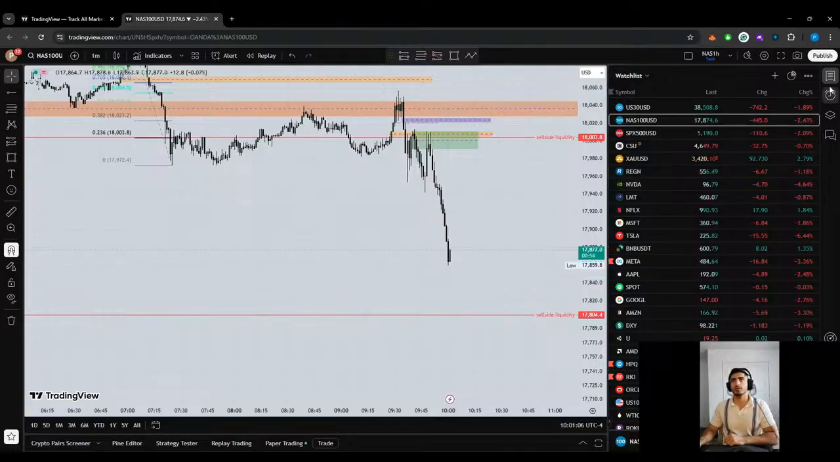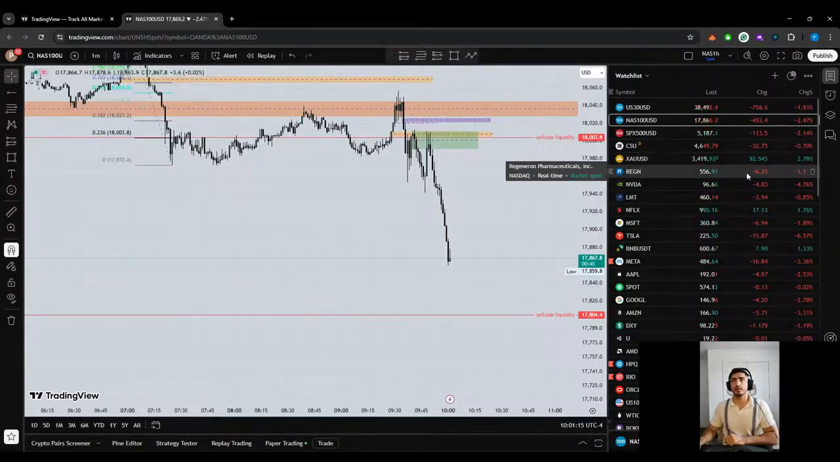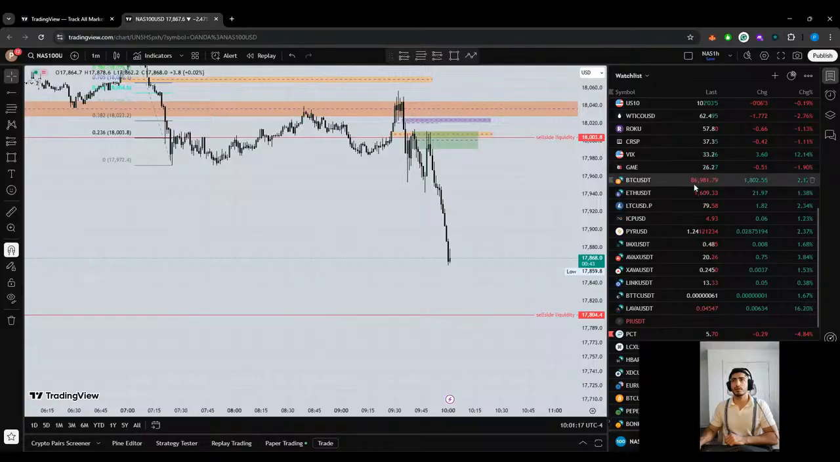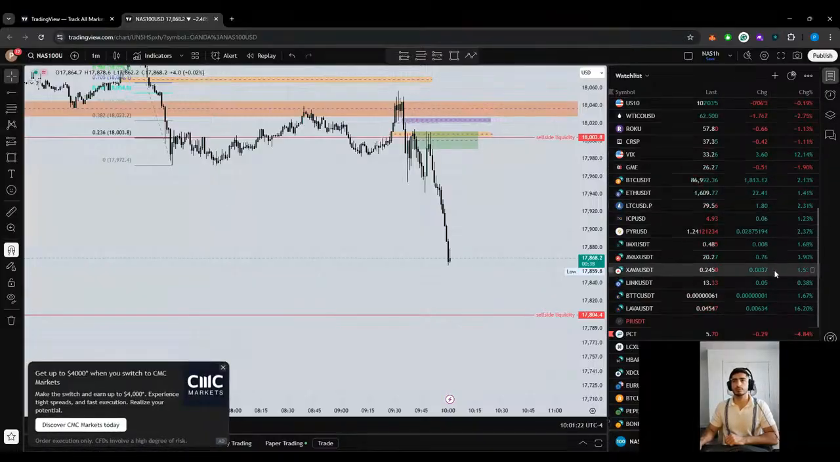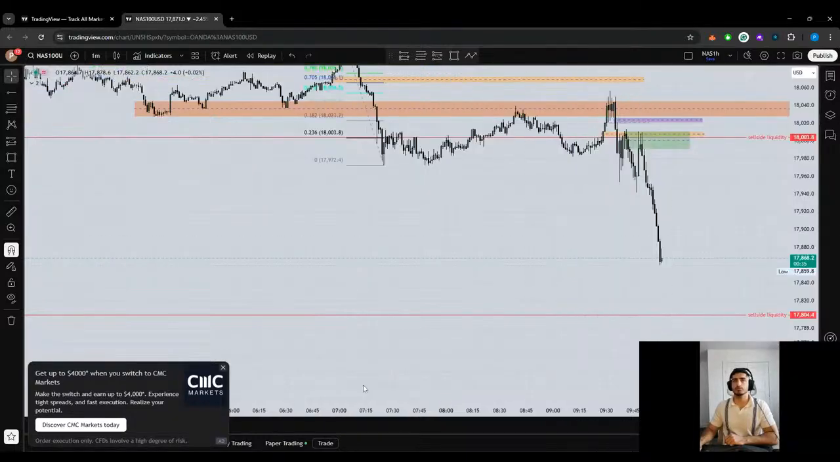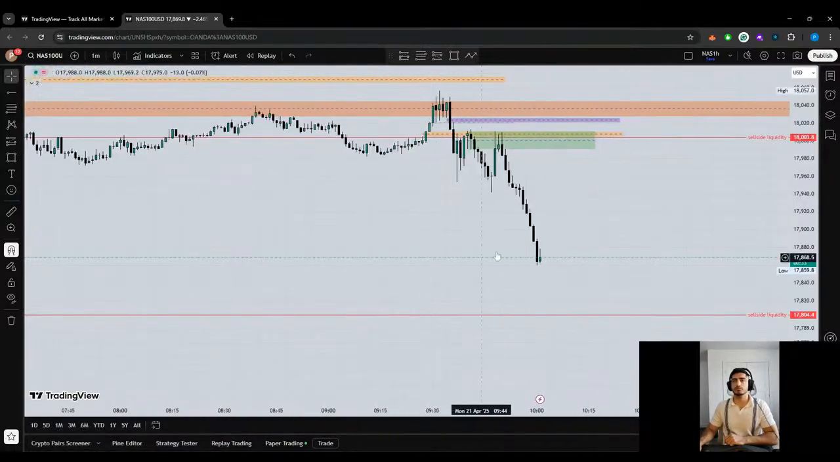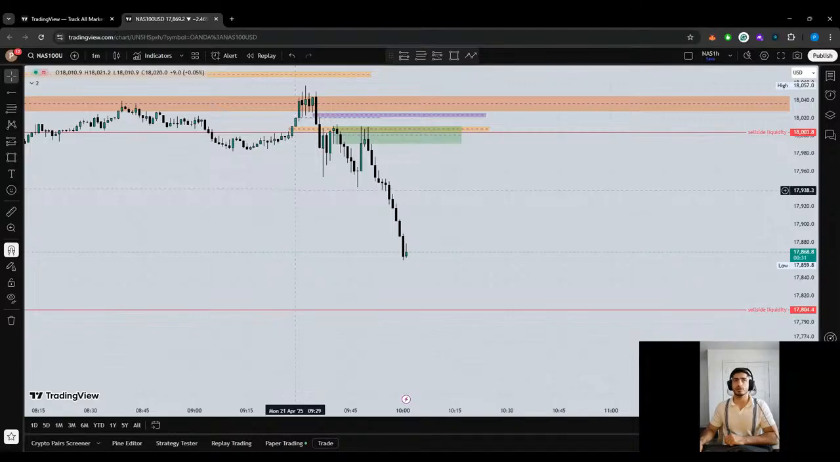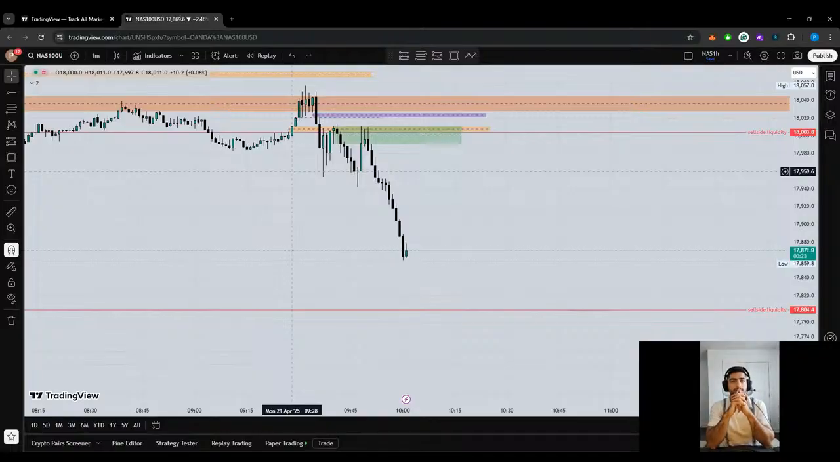How many percent? 2.4%. 446 points. Not bad. Oh, gold up almost $100. Damn, that's pretty good. And Bitcoin up $1,800, while the stock market is struggling. I think we see where money is flowing.